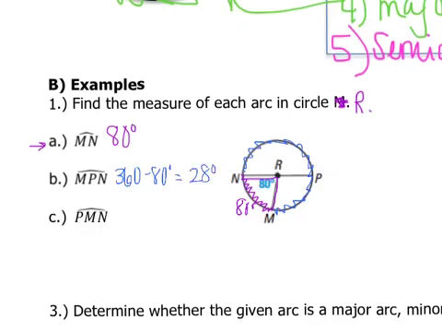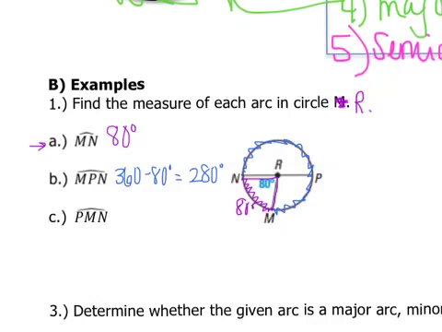It's always around the circle. Always around the outside of the circle. You follow the letters in the name around the circle. M, P, N. You have to go around the circle.